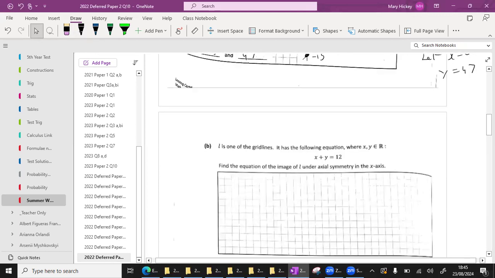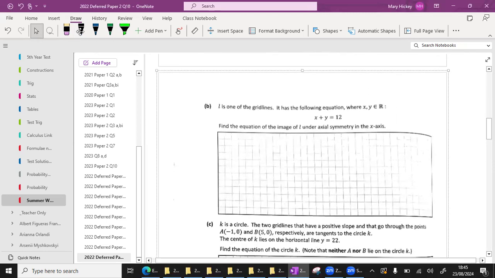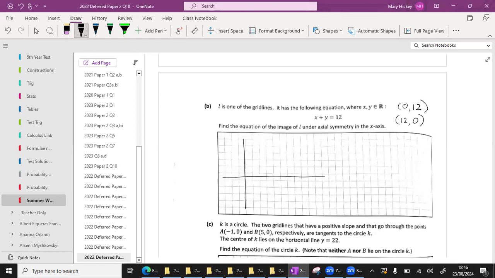L is one of the grid lines. It has the following equation where x and y are elements of R. Find the equation of the image of L under axial symmetry in the x-axis. Now, if we wanted to see this as a graph, if I let x equal 0, y is 12, and if I let y equal 0, x is 12. So if I was to imagine a sketch of this, it would look like (0, 12) and (12, 0), a downward line like that.